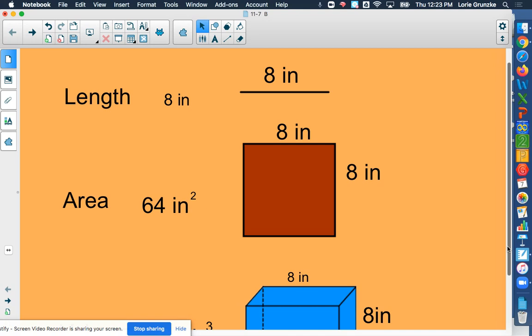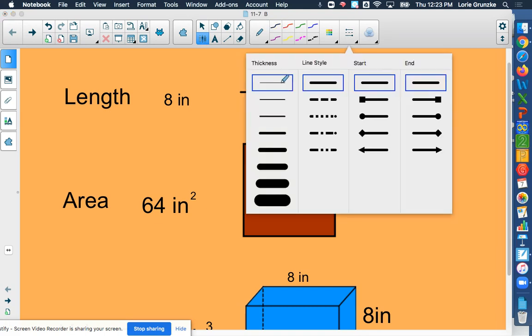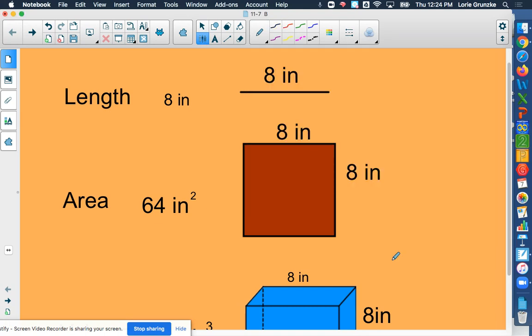Okay, first we have to talk about 3 different kinds of dimensions. If I draw a line like this, I have an 8-inch line. That's length. Notice the power. What is that invisible power up here? It's an invisible 1. That means it's just length. We use length when we do perimeter. We use length when we measure a side.